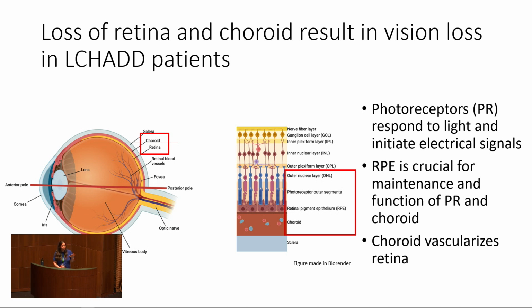Now, again, the retina is made up of several different cell types. And we're going to focus mainly on the outer retinal layers, specifically the photoreceptors and then the retinal pigment epithelium. The photoreceptors may be a little bit more well known. These are your rods and your cones, and these are important for responding to light and then initiating that electrical signal to the brain. The retinal pigment epithelium, or the RPE, is probably a little bit less known. But this is a really important cell layer that maintains the function of the photoreceptors as well as the choroid. So if you do end up losing your retinal pigment epithelium cells, this can cause photoreceptors to die and eventually the vision loss.